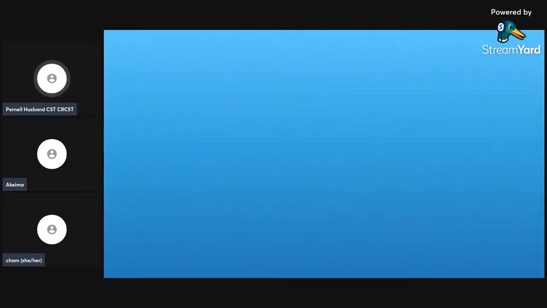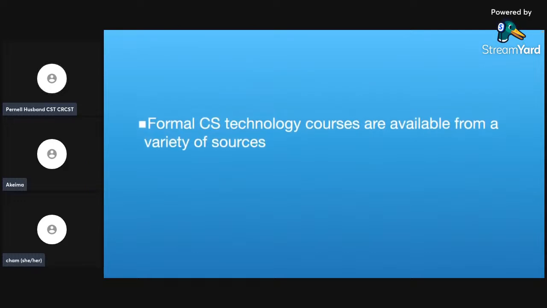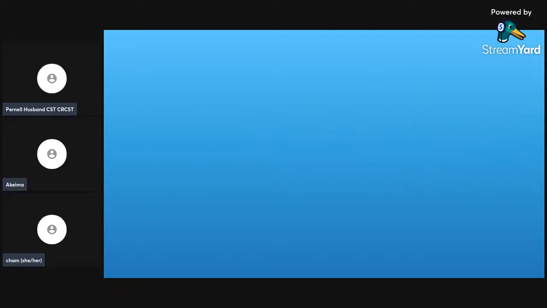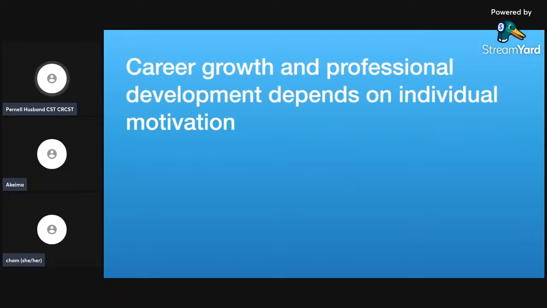Some states require certification. I know Florida doesn't. Many states don't require certification, but they do require some form of training. Formal central service technology courses are available from a variety of sources. I'm one of those sources. Some hospitals are developing central service training programs. I have gone out and run these programs for hospitals.